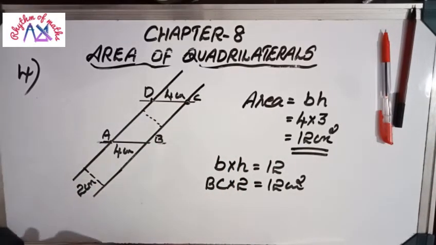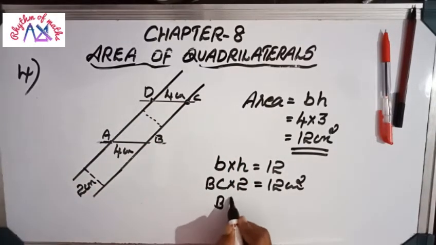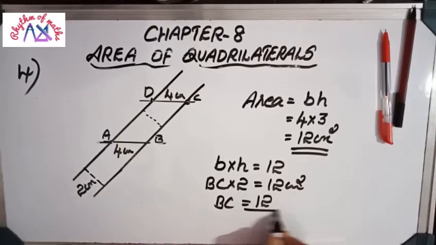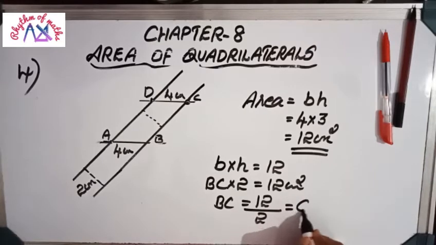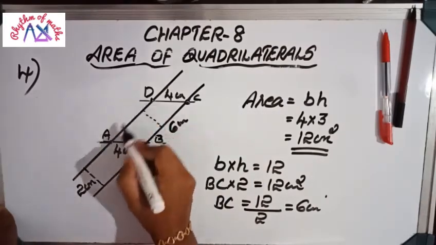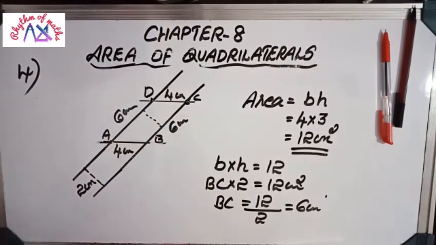Now to find this BC, take this 2 to this side. So it will be 12 by 2. Answer is what? 6 centimeter. Okay, that means this BC is 6 centimeter. If BC is 6 centimeter, then AD will also be 6 centimeter.